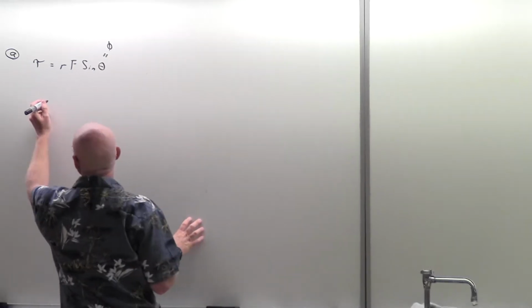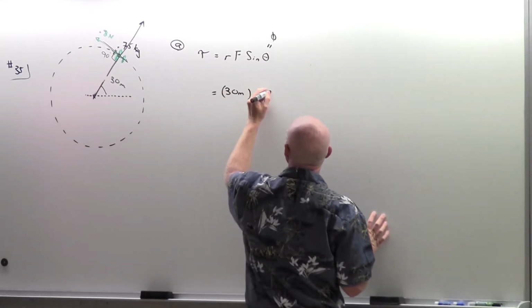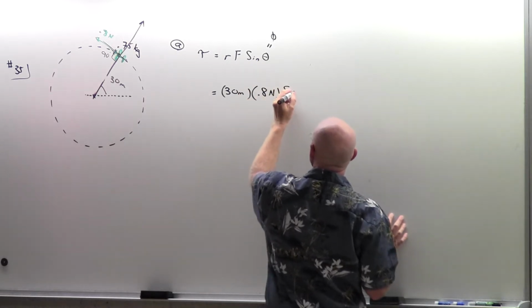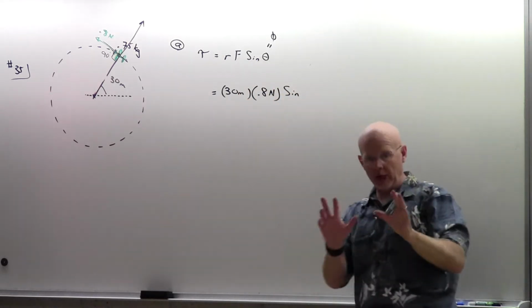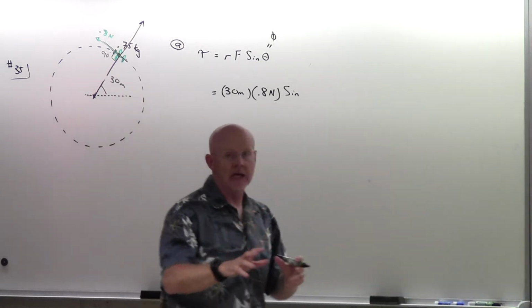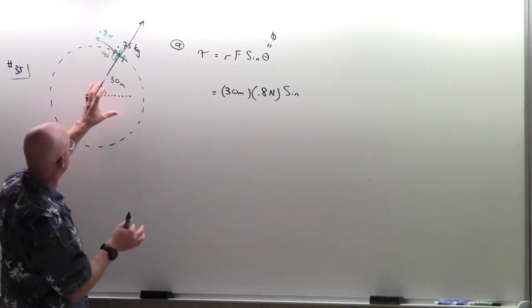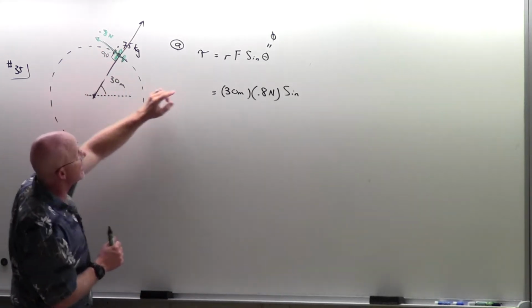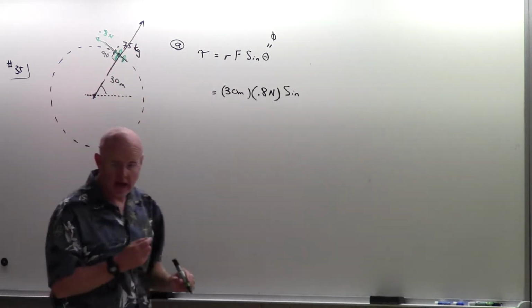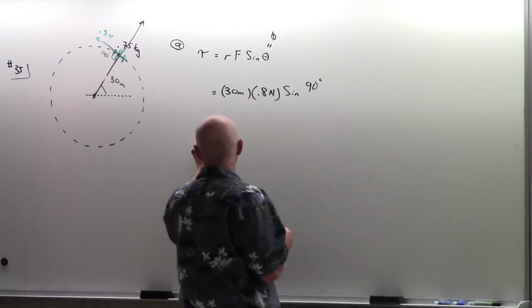So that being said, we can answer A right away because we know the distance is 30 meters. We know the force is 0.8 newtons. And we know the angle, whether we call it theta or call it phi, doesn't matter. But knowing what angle it is does matter. It is not some angle here measured from the x-axis. It is the angle between the R and the F. And so this is 90 degrees.